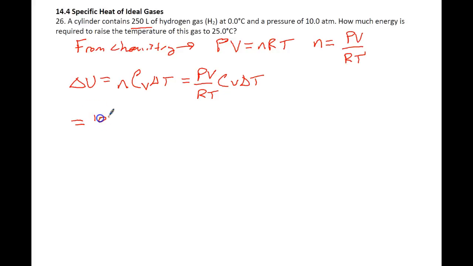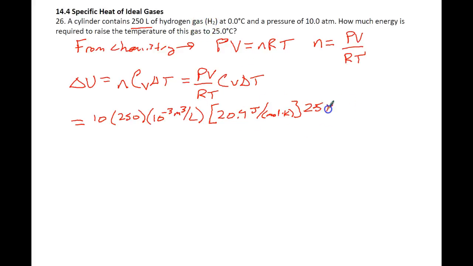Our pressure is 10 atmospheres. We have 250 liters of this gas, and we want to convert that to cubic meters, so that's 10 to the negative third cubic meters in every liter. Now at this point we're going to multiply times the 20.4 joules per mole Kelvin. That's the CV constant for hydrogen gas. It's a diatomic gas, so that's why it's 20.4. And then this is times 25 K.